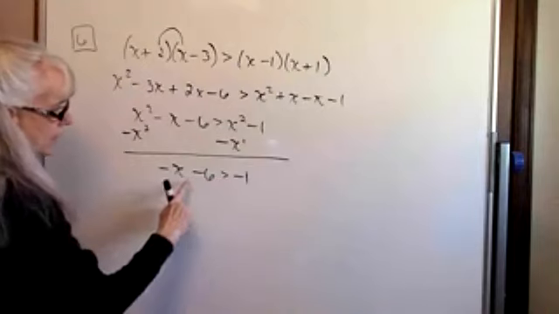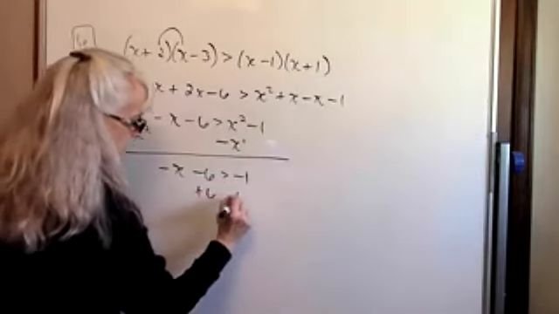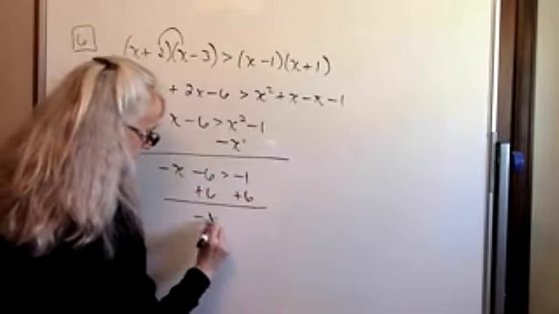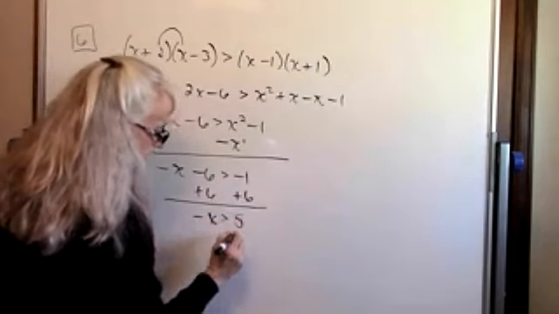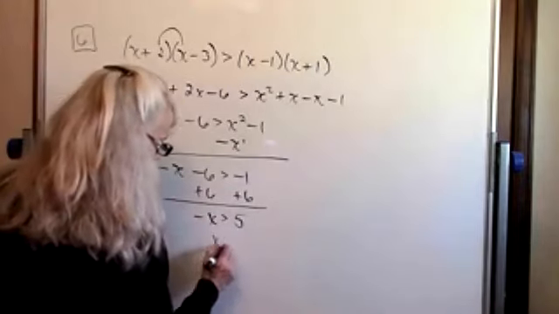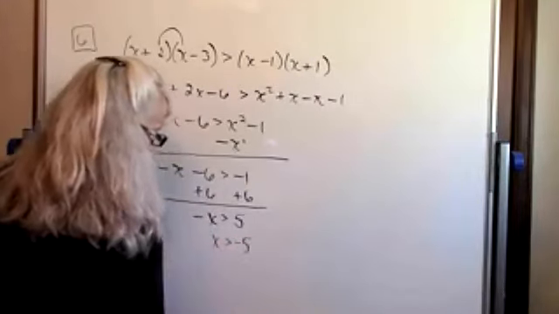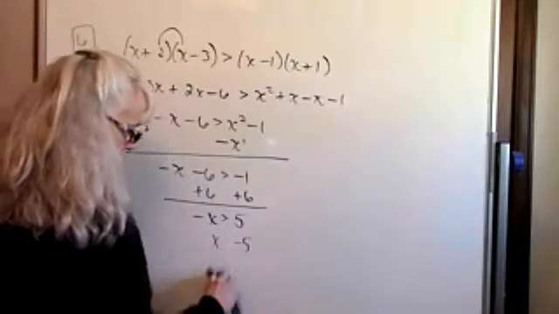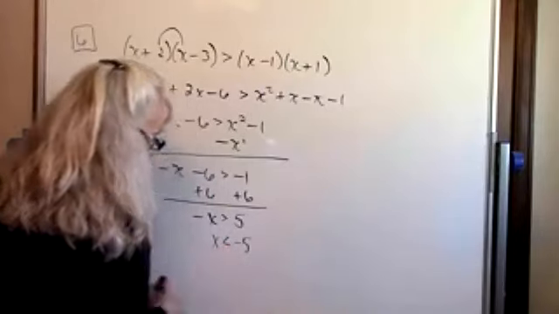So we're going to go ahead and add the 6 to the other side. That'll give you negative x is greater than a positive 5. And then we're going to come in and divide everything by the negative 1, remembering to flip the inequality. X is greater than, oops, it flipped the inequality. I said it, just didn't do it. So x is less than a negative 5.